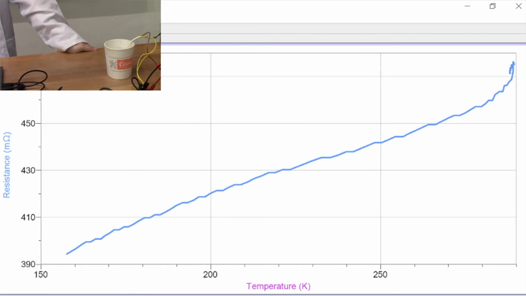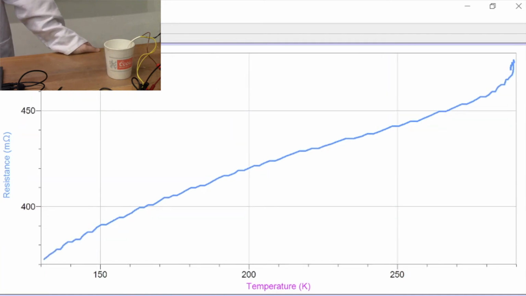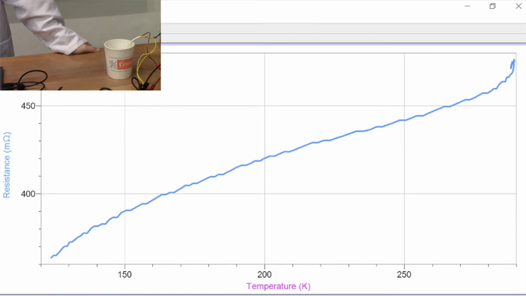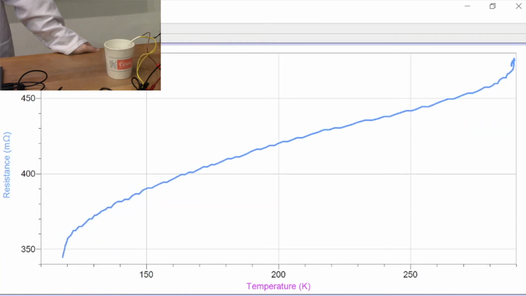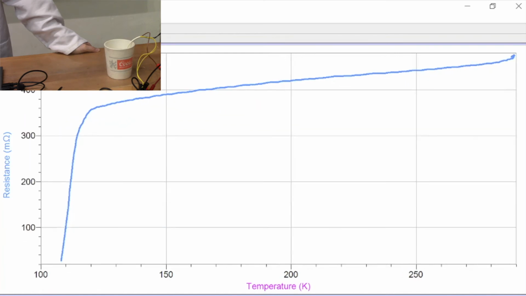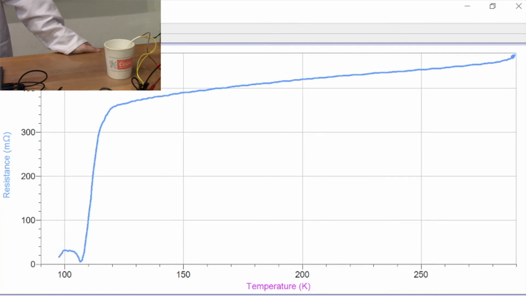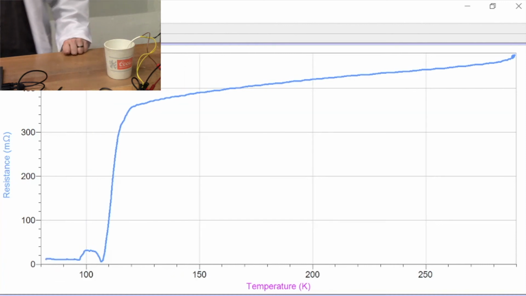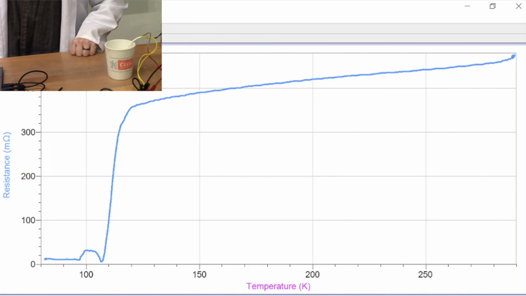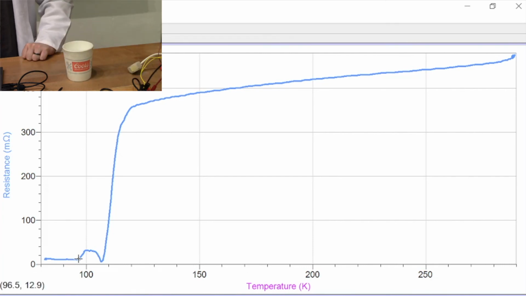We can see the temperature and resistance both falling together. Then around 100 Kelvin, it starts to fall precipitously. And below 90, it stays pretty close to 0. In this particular run, it looks like it sticks at around 96.5 Kelvin.